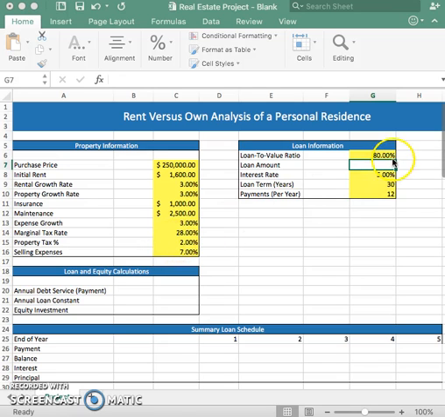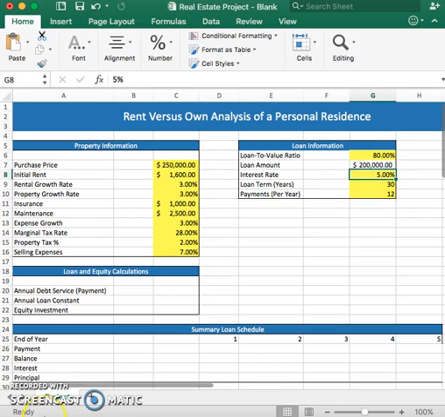The first thing that we'll discuss is the yellow slots, which are the givens for the project. And then the very first step in the project is getting the loan amount, which is done by taking the purchase price and multiplying it by the loan to value ratio, which gets you $200,000.